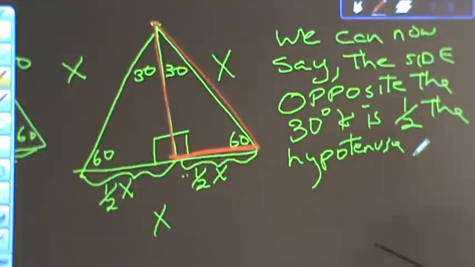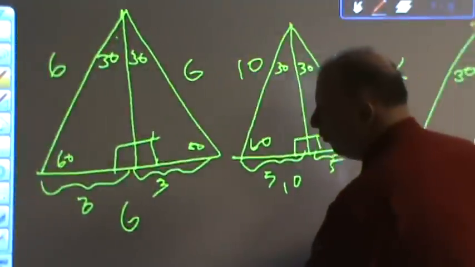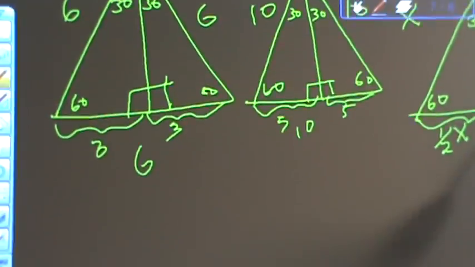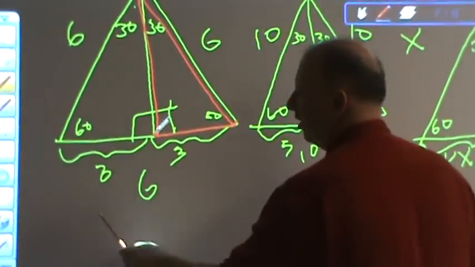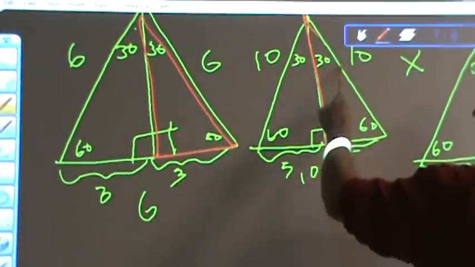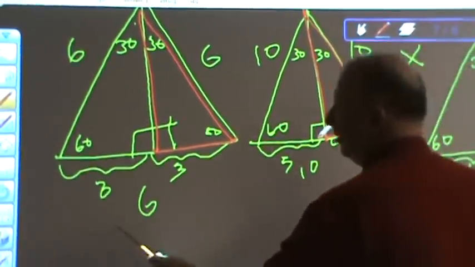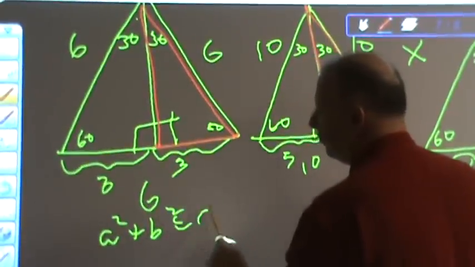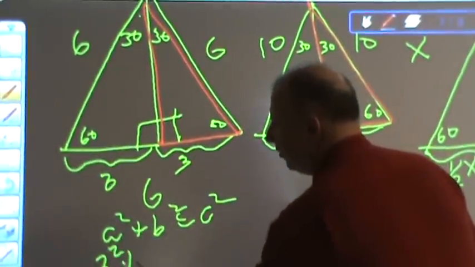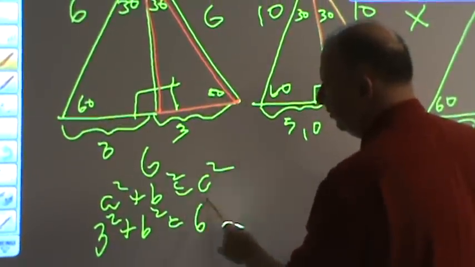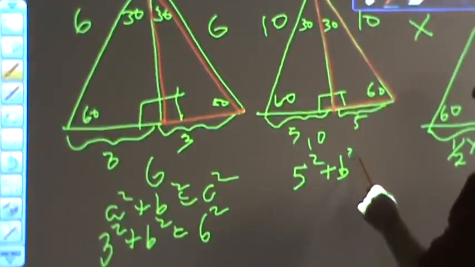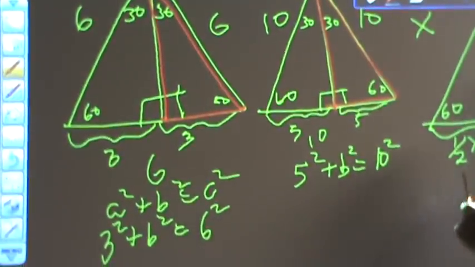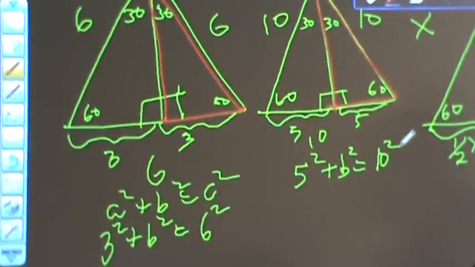Let's continue now to understanding if there is a rule about the side opposite the 60 degree angle. So what I'm going to do is go back to all three of my examples that I did earlier, and let's look at what I have here. I have here this example. It's a right triangle. Can I say, and here's another right triangle. Can I say right here, a squared plus b squared equals c squared? Which means 3 squared plus b squared equals 6 squared. In this case, 5 squared plus b squared equals 10 squared. We're going to look at the two of them first, and then I'll come to the third one, the generic one.